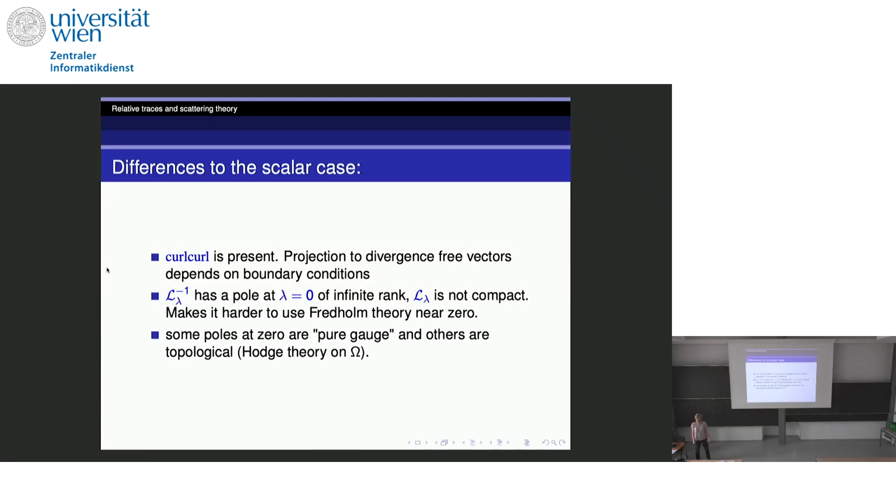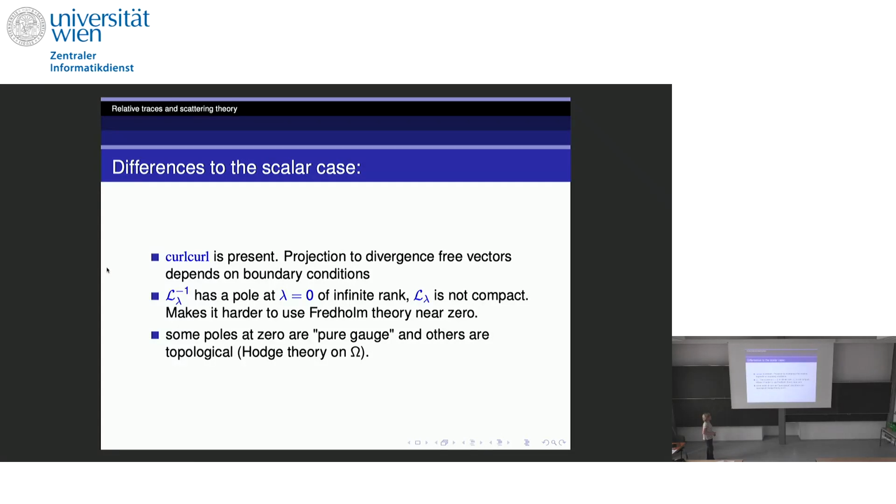So what are the differences to the scalar case? We have curl-curl. This is present. Projection to divergence-free vectors depends really heavily on boundary conditions. I showed you some small computation at the beginning, which has a lot of vector calculus. And you can see already that just to translate the boundary conditions into something you can compute is difficult.